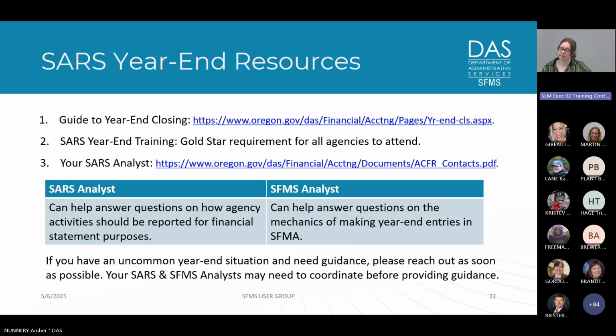We should also be seeing an announcement soon for the SARS year-end training. They do this every year, typically in June. I haven't seen an announcement come out yet, but it'll come out on the ACFR news list. Each agency does need to send somebody to that training. It's a gold star requirement, so keep a lookout for that.